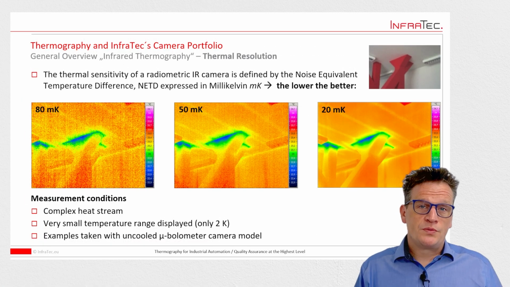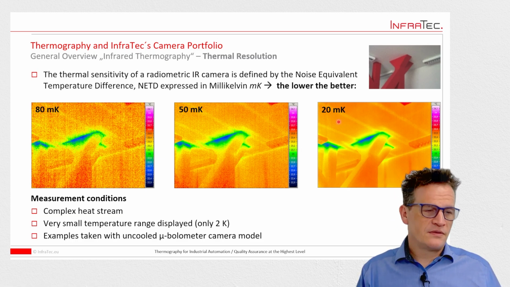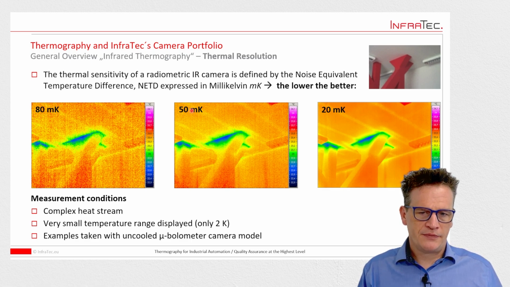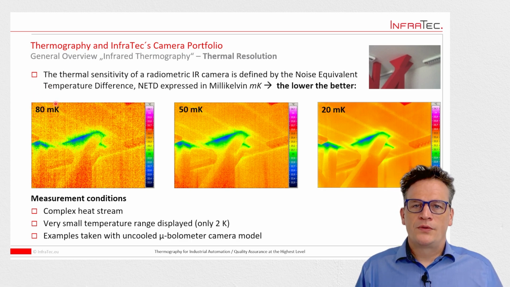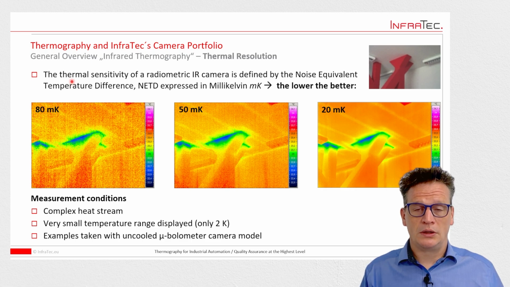The thermal resolution we see here clearly. With a camera that has a high thermal resolution, for example 20 millikelvin, we can detect tiny differences in temperature distribution. With lower resolution, the image appears rough or noisy, like here, 50 millikelvin thermal sensitivity or 80 millikelvin thermal sensitivity. For sensitive applications, the value is critical.